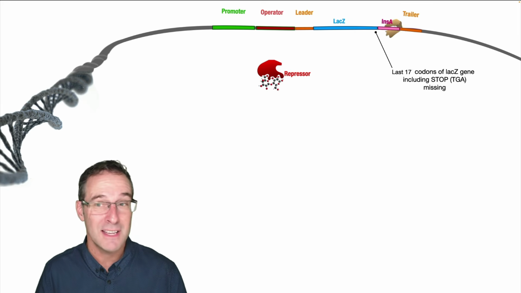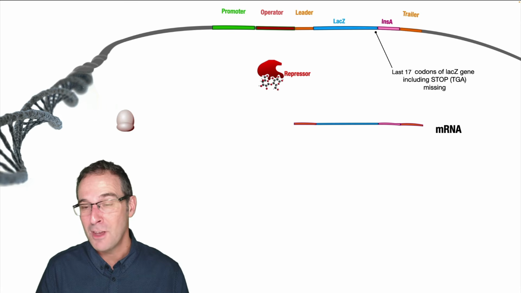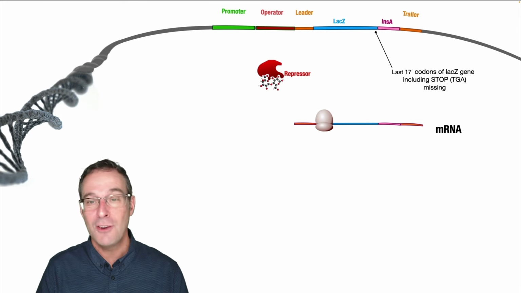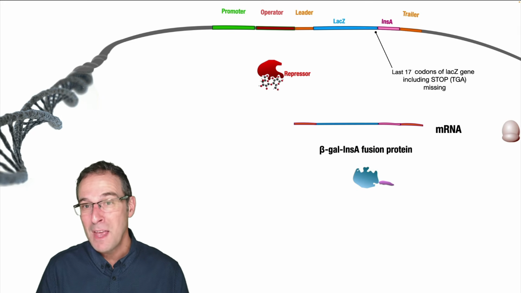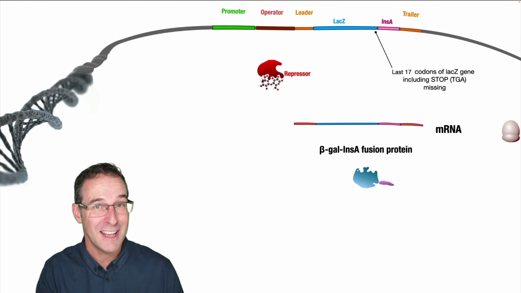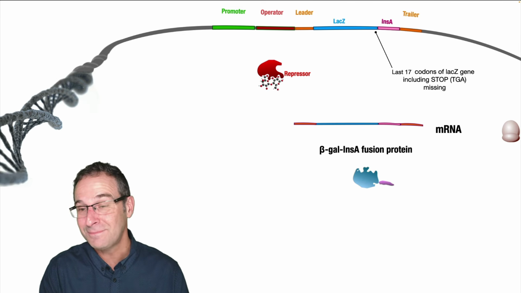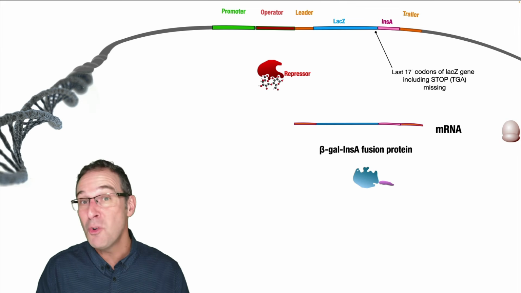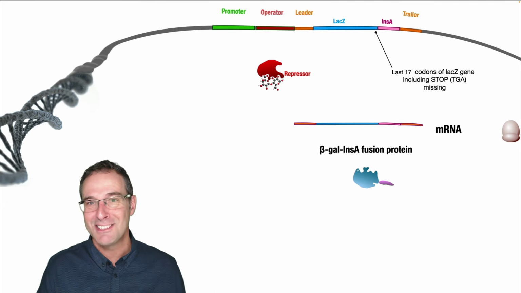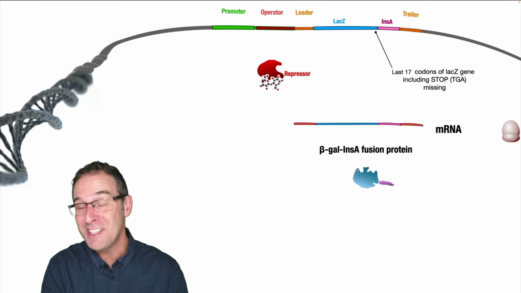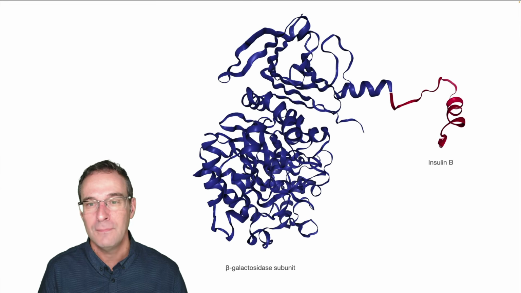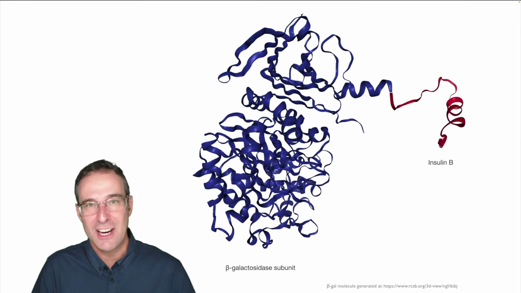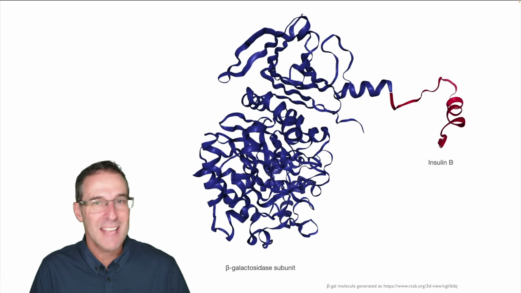The RNA polymerase can then go ahead and transcribe those genes into messenger RNA, and then a ribosome will translate them. But again, because there's no stop codon at the end of the LAC-Z gene, it makes one single protein, one single polypeptide chain that is sort of the fusion of both beta-galactosidase and the human insulin A gene. This is what that looks like. Well, this is actually insulin B together with beta-galactosidase, but the same thing.